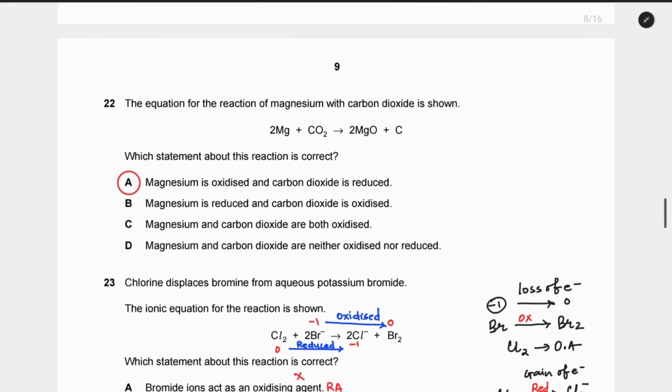22. The equation for the reaction of magnesium with carbon dioxide is shown. Which statement about this reaction is correct? Magnesium is oxidized and carbon dioxide is reduced. Here you will see that magnesium has gained oxygen, which indicates that it has been oxidized, and carbon dioxide has lost oxygen, which means it has been reduced. So magnesium is oxidized and carbon dioxide is reduced. Final answer is A.